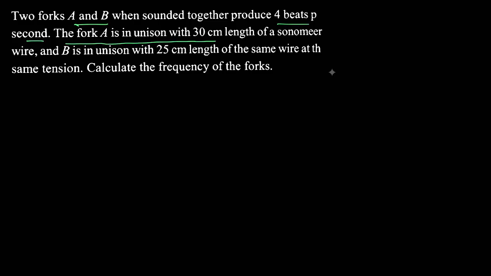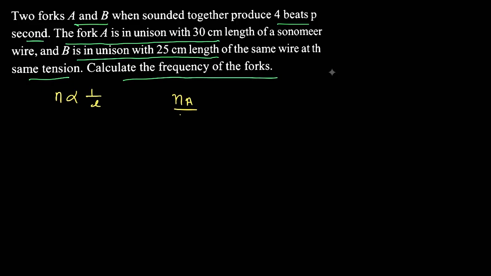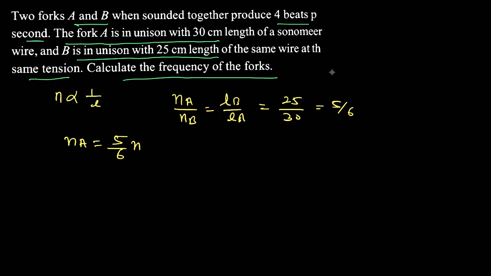Tuning fork A is in unison with a 30 cm long sonometer wire, and B is in unison with a 25 cm long wire, same tension. Calculate the frequency of the tuning forks. So we know frequency is directly proportional to 1 by L. It means NA divided by NB is equal to LB divided by LA. So that will be equal to 25 divided by 30, that will be equal to 5 by 6. It means NA is equal to 5 by 6 times NB.